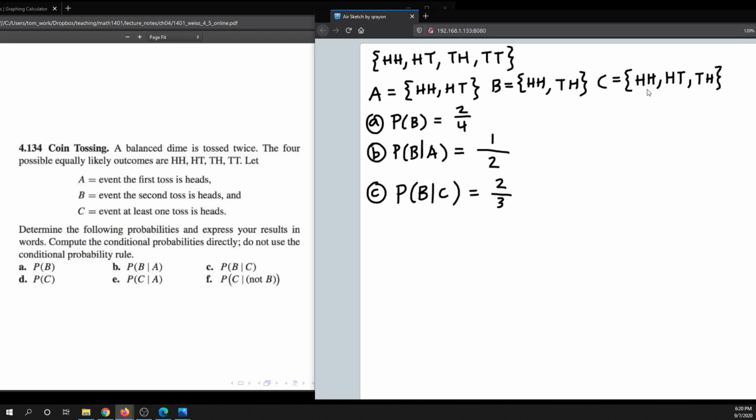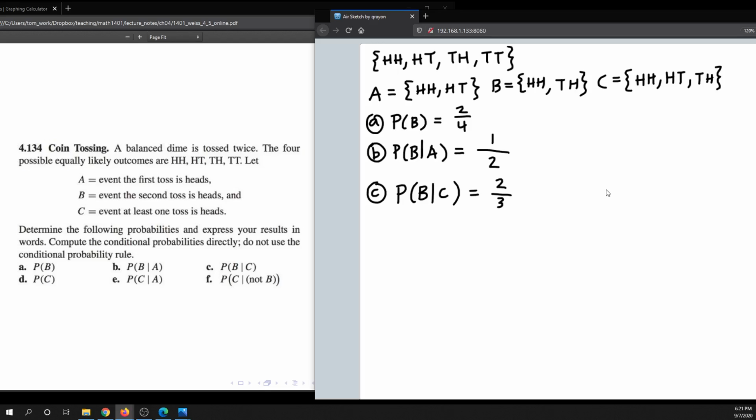So if I tell you, hey, I was flipping 2 dimes, I flipped a dime twice, and I got heads heads, heads tails, or tails heads, what is the probability that the second toss is a heads? Well, that could happen 2 ways, right? I could get a head and a head or a tail and a head. So the probability would be 2 out of 3, 2/3 on that. Okay.